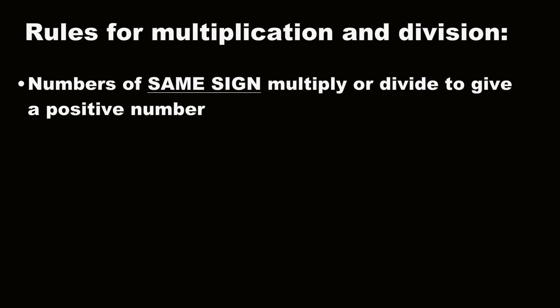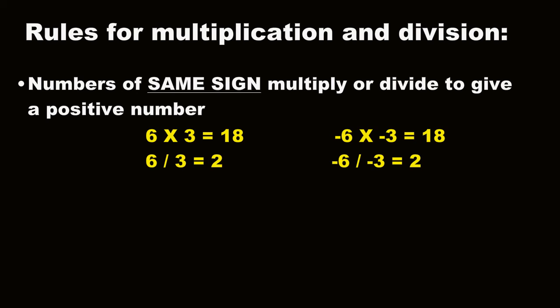Rule number 1, numbers of the same sign will multiply or divide to give a positive number. Let's see some examples. The 4 expressions basically cover all the possibilities. As long as the 2 numbers that are involved have the same sign, either both positive or both negative, the result is positive.